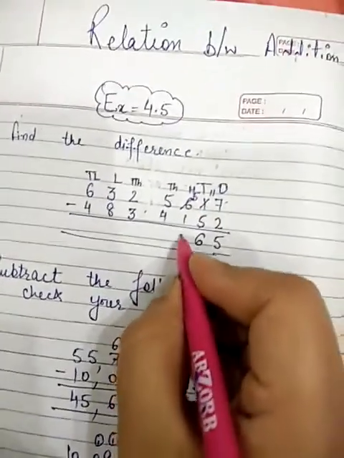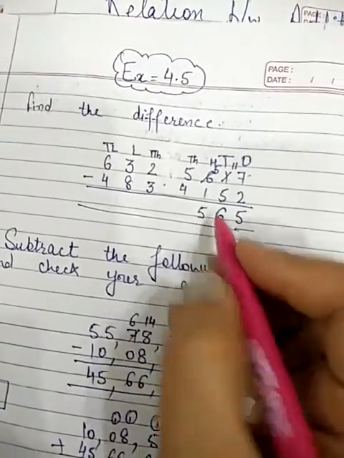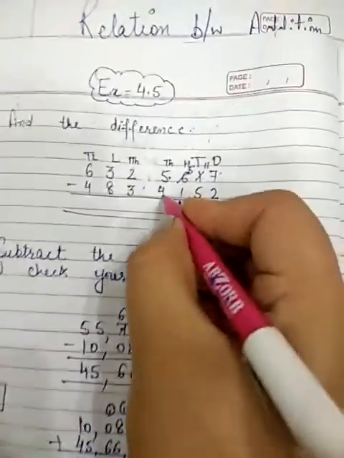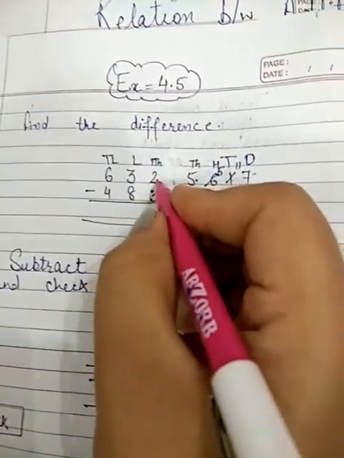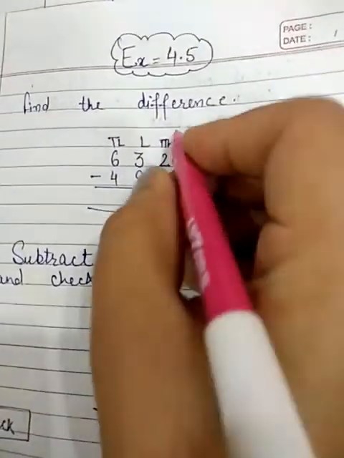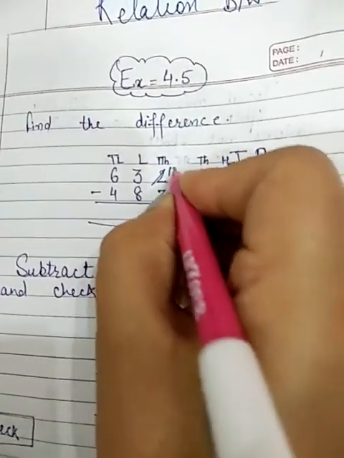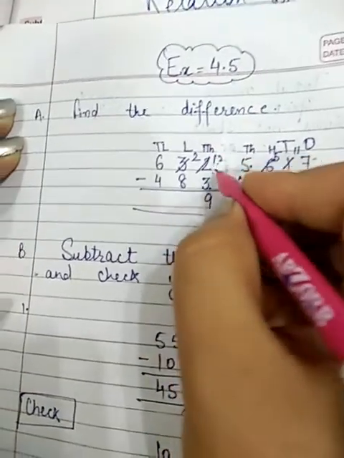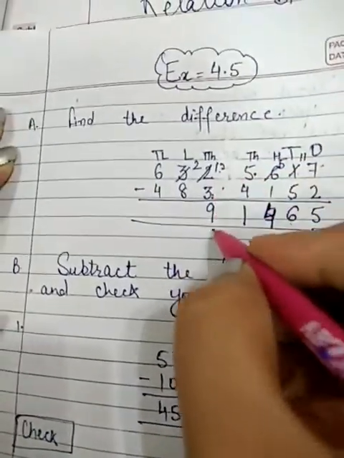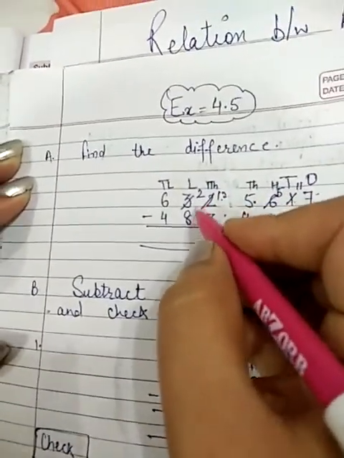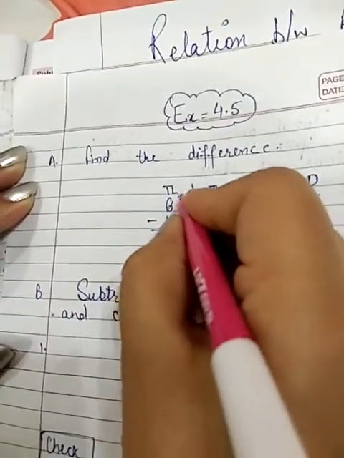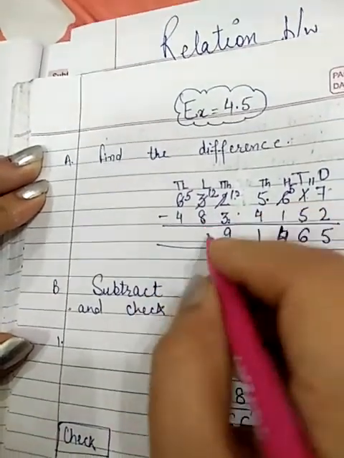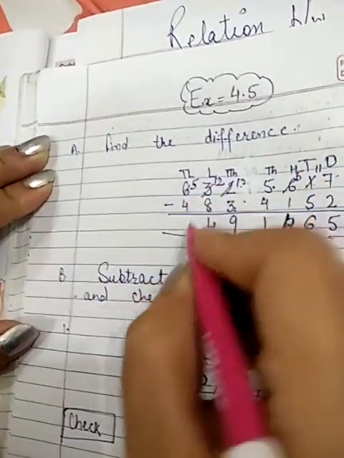11 minus 5 will be 6. 5 minus 1 will be 4. Then 5 minus 4 will be 1. You can't subtract 3 from 2. So here you will write 12 and here you will write 2. Now the answer will be 9 because 12 minus 3 will be 9. Again you can't subtract 8 from 2. So here you will write 5 and here you will write 12. 12 minus 8 will be 4. 5 minus 4 will be 1.